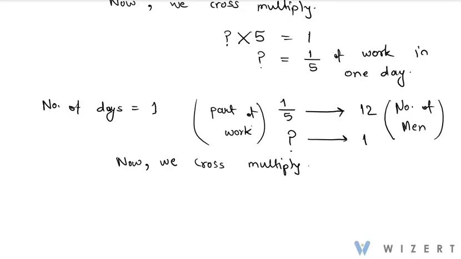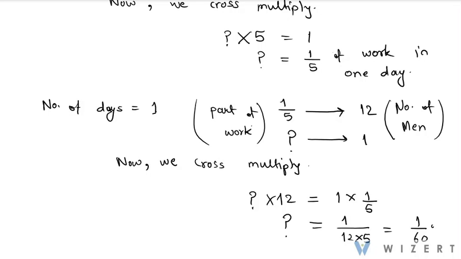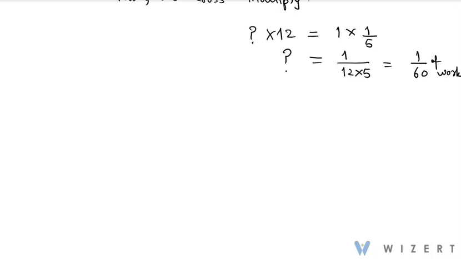Therefore, part of work being done by one man in 1 day, multiplied by 12, is equal to 1 multiplied by 1/5. So part of work being done by one man in 1 day will be equal to 1 divided by 12 into 5, which is equal to 1/60. So 1/60th of work is being done by one man in 1 day. Now this means that one man can do 1/60th of the work in 1 day.